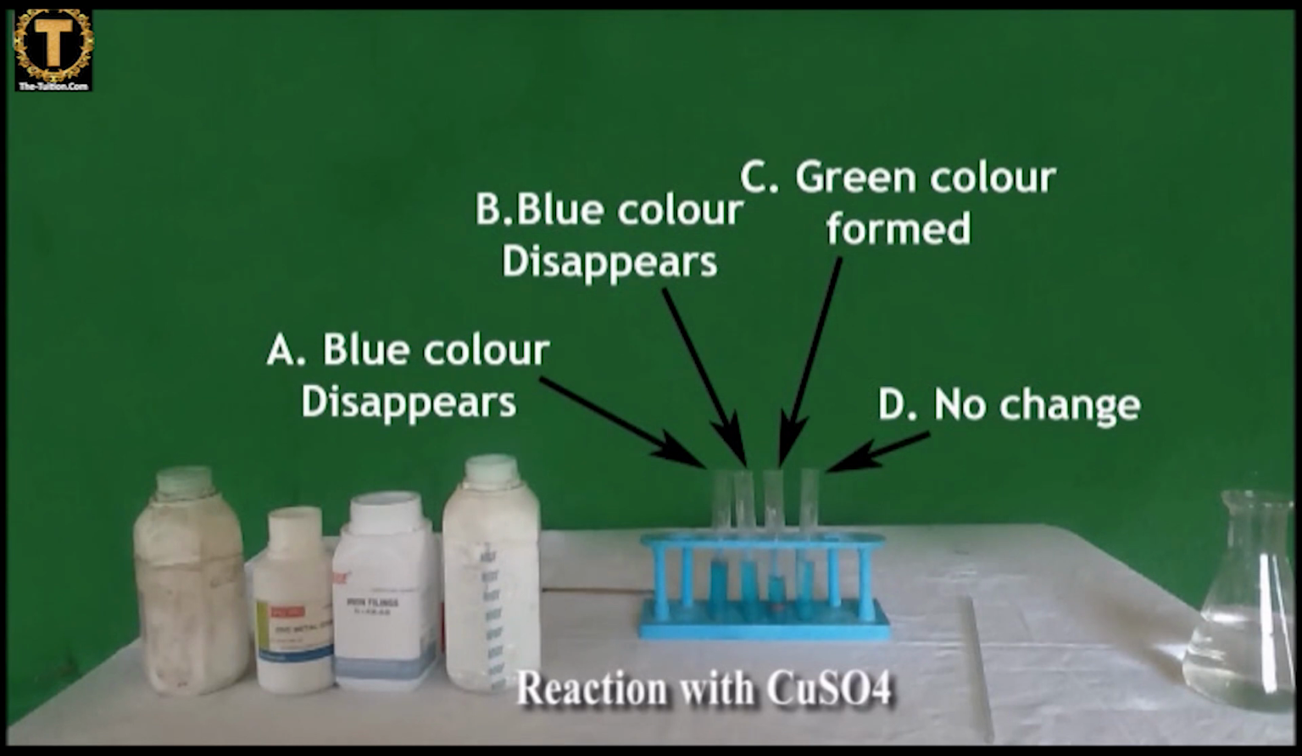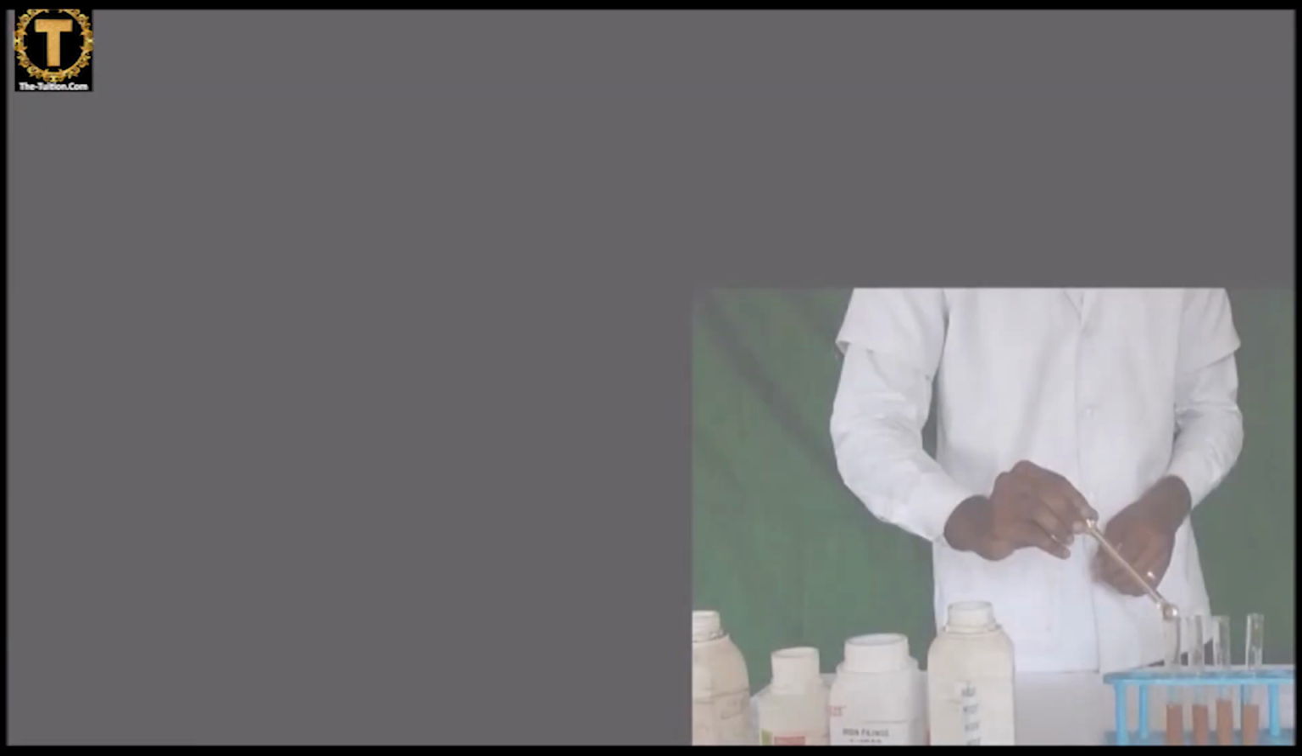In test tube A, the blue solution of CuSO4 becomes colorless. Also in B, the blue solution of CuSO4 becomes colorless. In C, the blue solution becomes green. And finally in D, there are no changes.